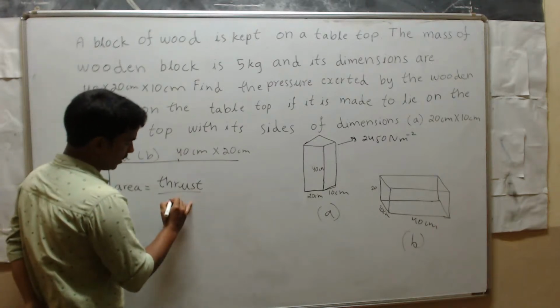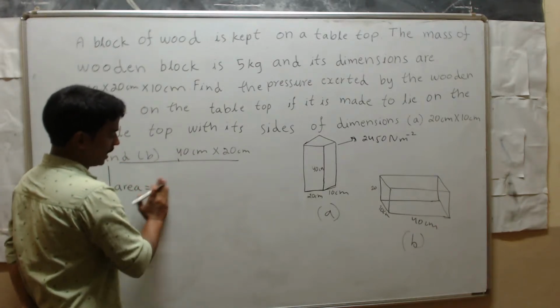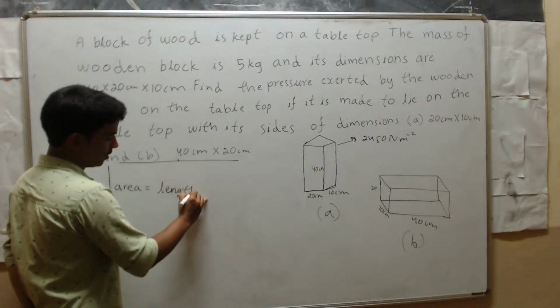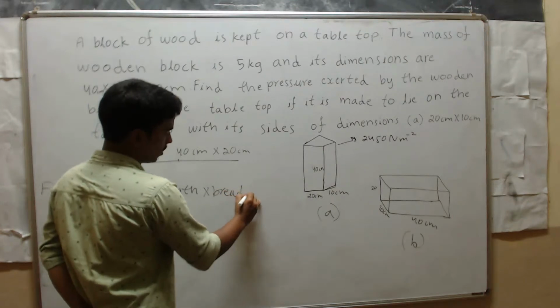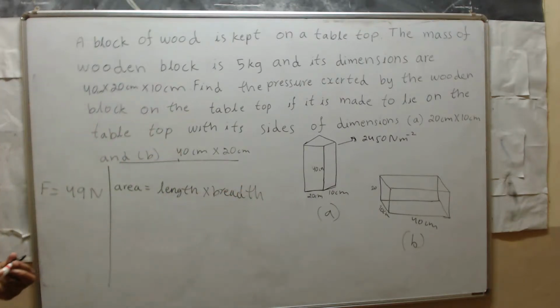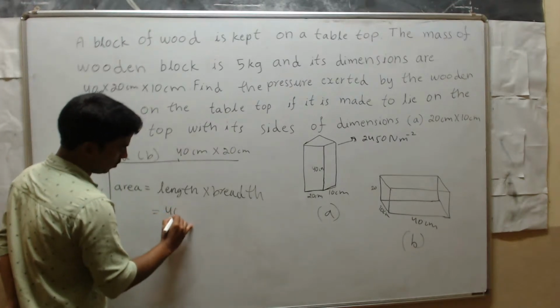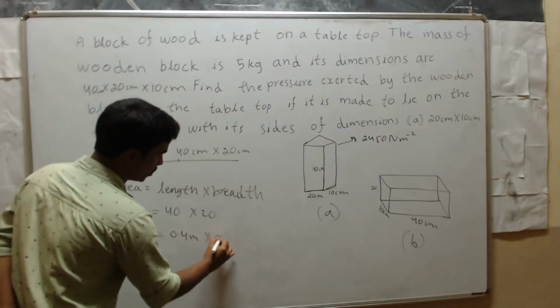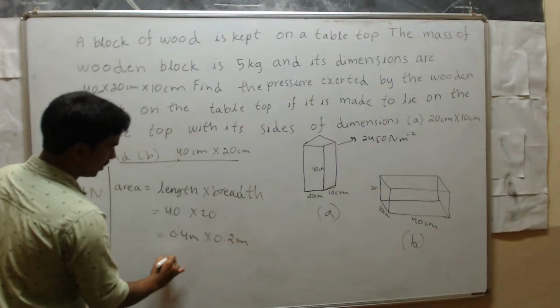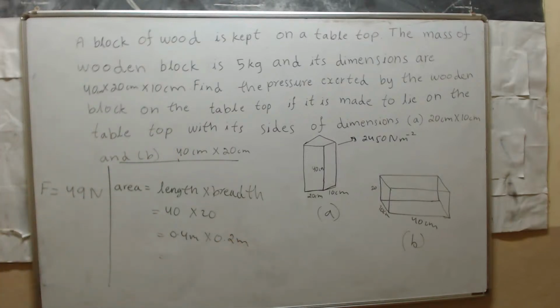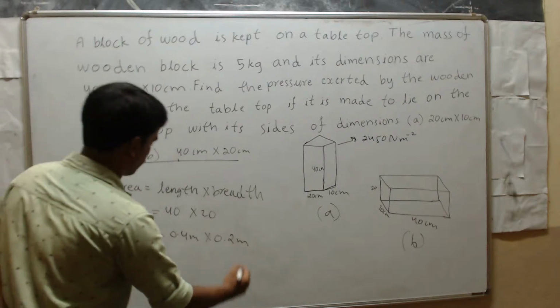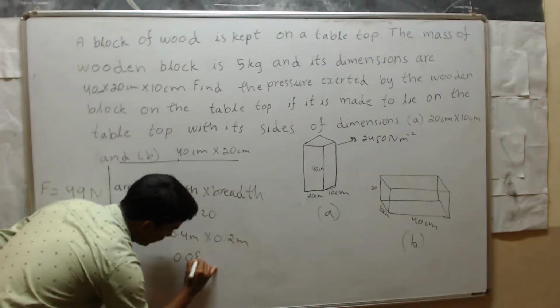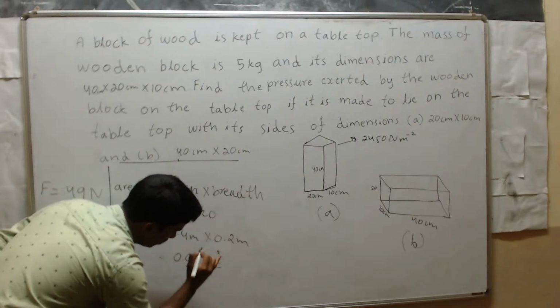So area is length into breadth. First calculate. What is the length? Length is 40 centimeter and breadth is 20 centimeter. So 40 into 20, better convert into meter. 0.4 meter into 0.2 meter. So what is the answer? 0.4 into 0.2 is 0.08 meter square. Okay.